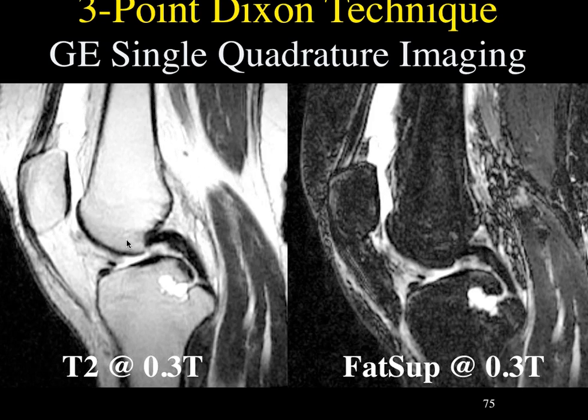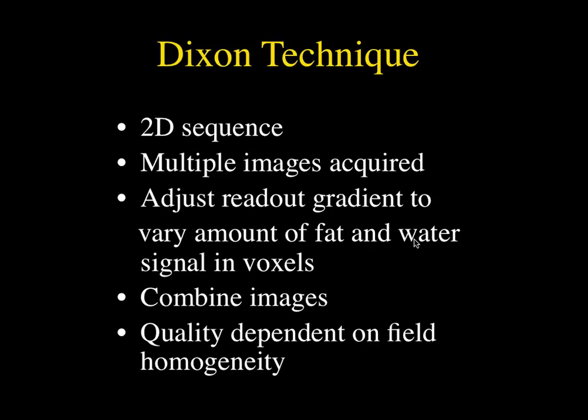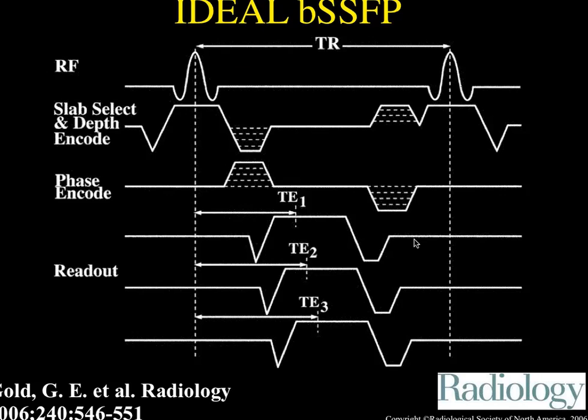Here's a T2 weighted image. Here's a fat suppressed image using the Dixon technique, where you use in phase and out of phase imaging to get the fat suppressed image. And this is used a fair amount at around 0.3 Tesla. You can either use STIR techniques or the Dixon technique at low fields. Because multiple images are acquired, it often takes longer, and the quality often depends on field inhomogeneity.